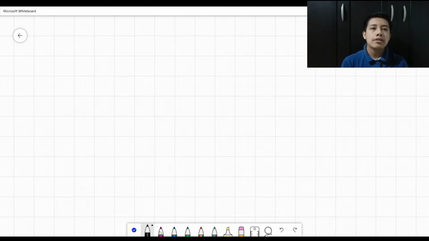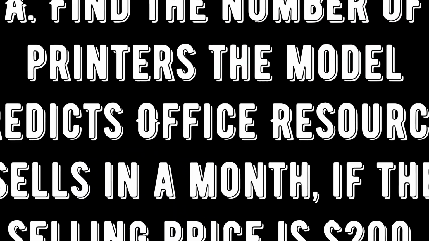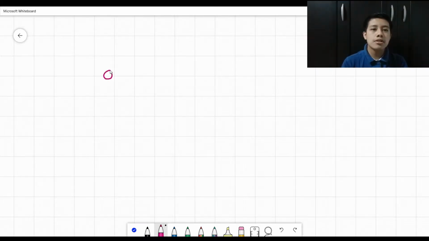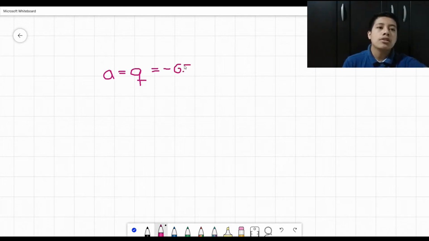Office Resource has 3,000 printers available to sell in a given month. Our average sales drop by 6.5 printers for every euro increase in price. This is modeled by the demand function Q equals minus 6.5p plus 3,000, where p is the sale price and Q is the number of printers sold during the month.